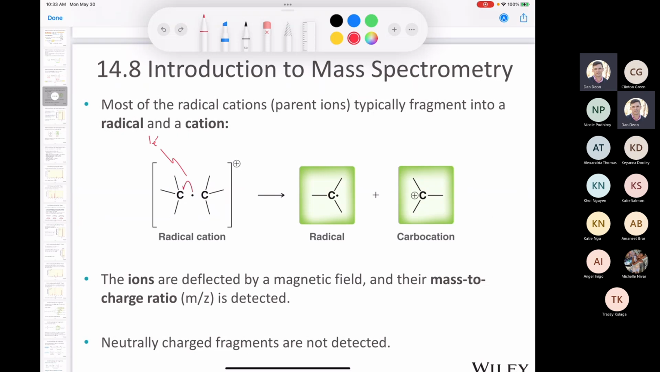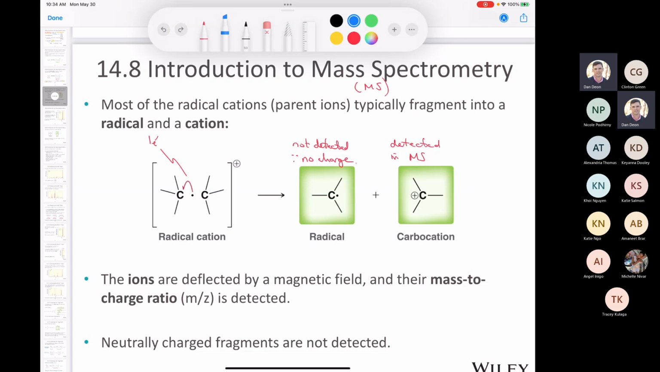Well, remember, the only thing that you're going to see in a mass spec is something with a charge. So you're going to see the carbocation detected. It will be detected in the mass spectrum, the MS. So mass spectrometry, we just use MS. Whereas the radical is not going to be detected since it has no charge. We only detect things that have a charge. So what happens is that radical cation that's formed is going to get deflected by a magnetic field. Then all the different ions that are produced from a molecule will be plotted according to their mass to charge ratio. Again, we don't see any neutrally charged fragments.